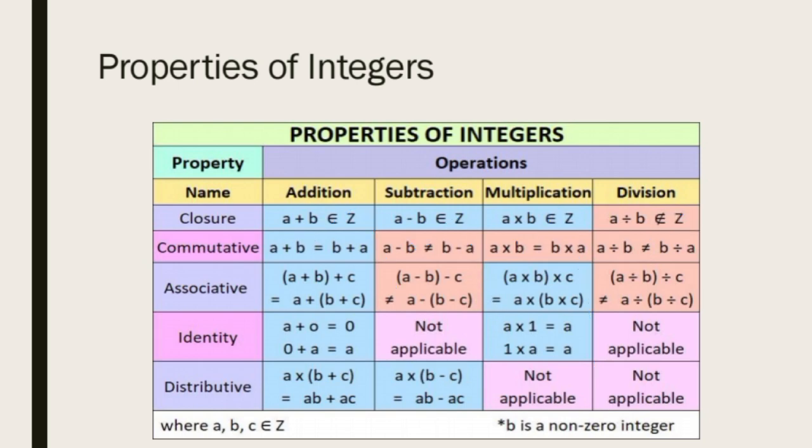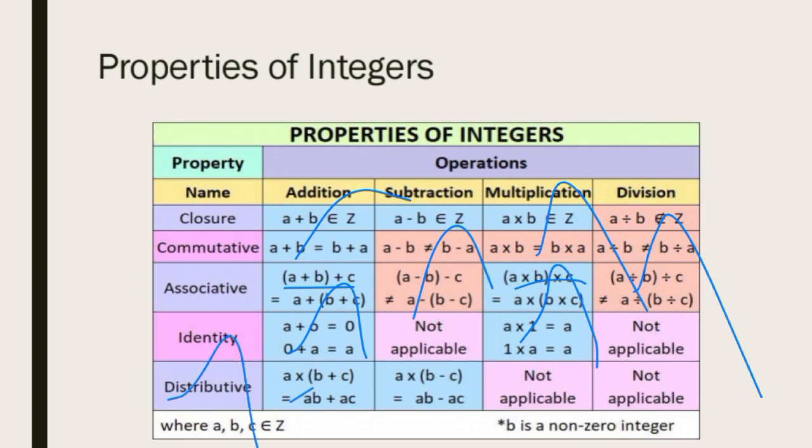So, addition and multiplication only exist in the commutative property. In associative, also subtraction and division do not exist. Only addition and multiplication exist in the associative property. In identity, addition and multiplication only exist. Distributive property, addition and subtraction only exist.